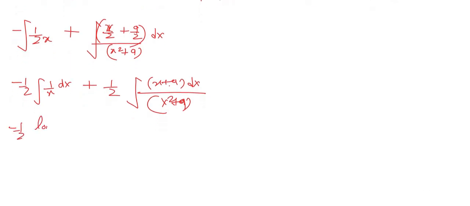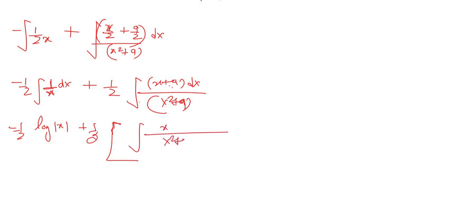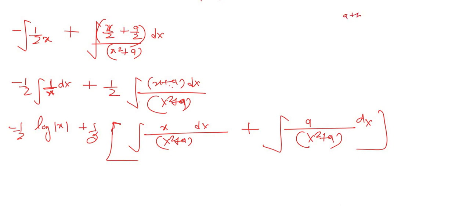The integration of 1 by x is a direct formula, right? This one, can I write it separately? Half, I can separate it out: integration of x by x square plus 9 plus integration of 9 by x square plus 9. We can separate it out, right? If you have a plus b by c, it can become a by c and b by c. This is what I did here. Perfect.